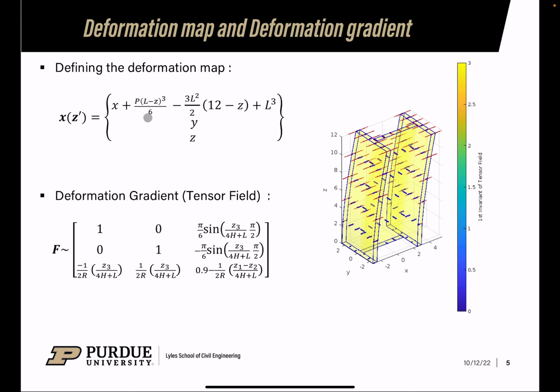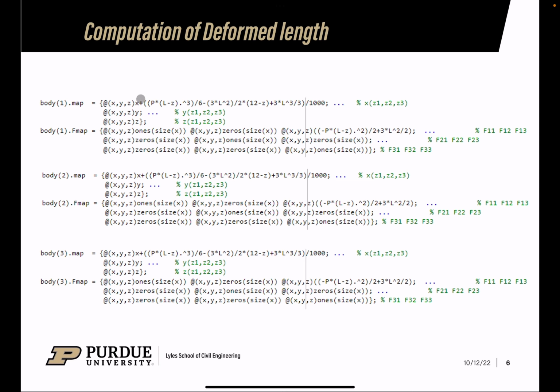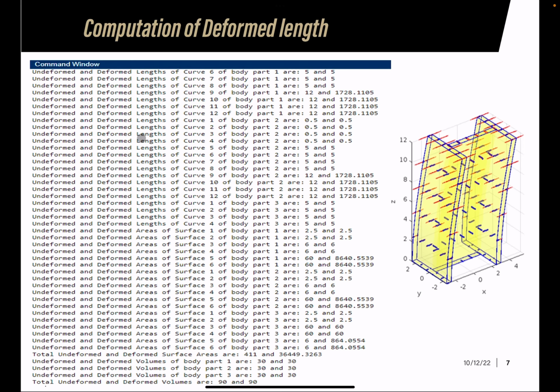Taking its partial differentiation with respect to the parameters will give us its corresponding deformation gradient, which is also known as a tensor field. Here is the code I have written in MATLAB to obtain some results, which I'll show in the following slides. Here is the deformation map, and here is the corresponding deformation gradient.